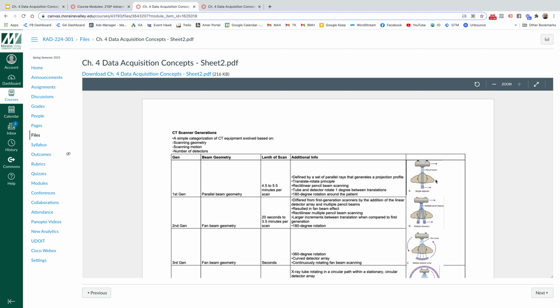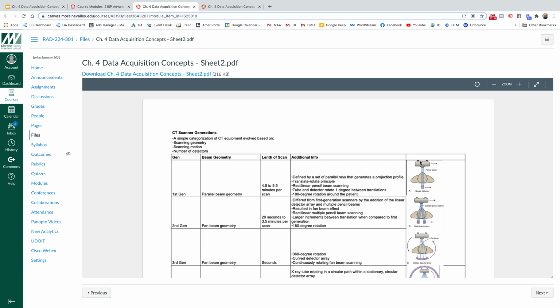It can't continue like to do helical, right? Pencil beam scanning. I'm sorry. Actually, this is the one that doesn't spin. This is one that just kind of goes right to left, right? The tube and the detector rotate 1 degree between translations.